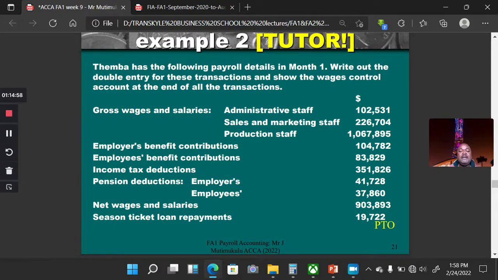Temper has the following payroll details in month 1. Write out the double entry for these transactions and show the wages control account at the end of all the transactions. Gross wages and salaries we've got for administrative staff, sales, marketing, production. Employers' benefit contributions, employees' contributions, income tax deductions, pension deductions. Net wages and salaries, season ticket, loan repayment.